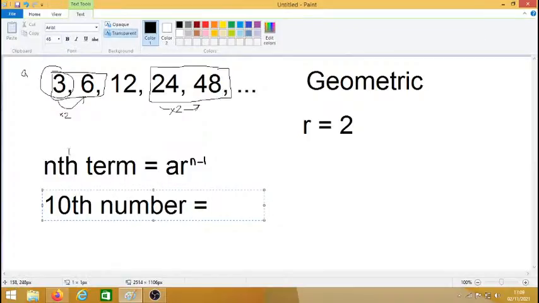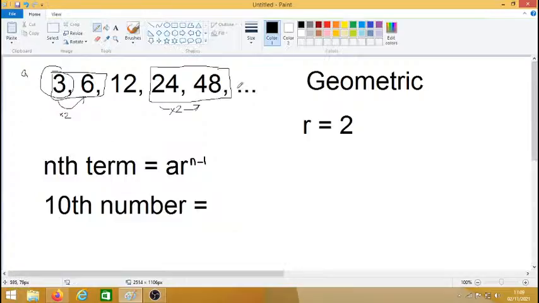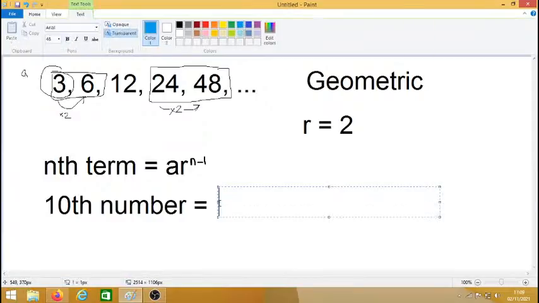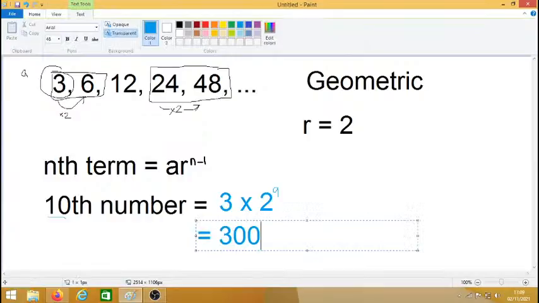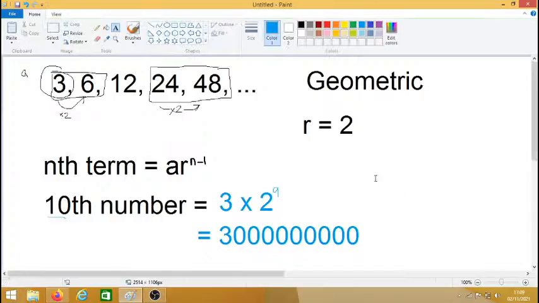So all I need to do to work out the 10th number, rather than just following the sequence again and again, is use the formula. We start with A, which is 3, and I need to multiply that by R, the ratio, which is 2, and then I need to raise that 2 to the power of n minus 1. N is 10, so raise it to the power of 9. 10 take away 1 is 9, so raise it to the power of 9. And then what you end up with is a very long number, but that is the quickest way of getting there.